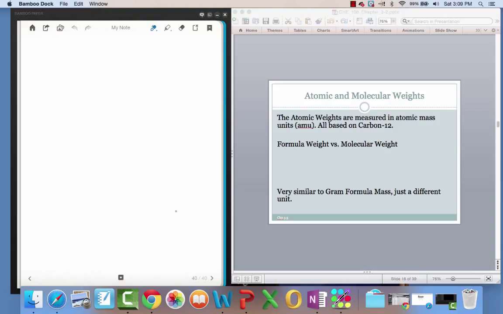So how does formula weight compare to molecular weight? Well, honestly, it is the same exact number, it's just different units. So formula weight, I'm just going to put FW here. Formula weight is measured in AMUs, atomic mass units. And molecular weight, which you commonly know as gram formula mass, is measured in grams. But they have the same numeric value.